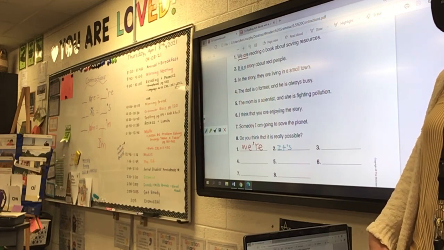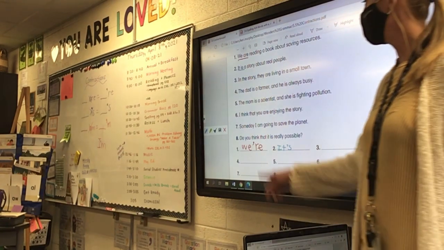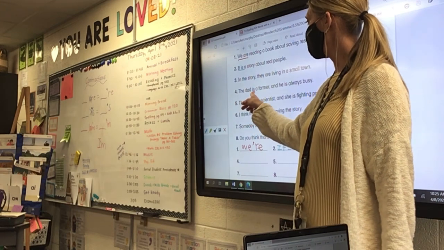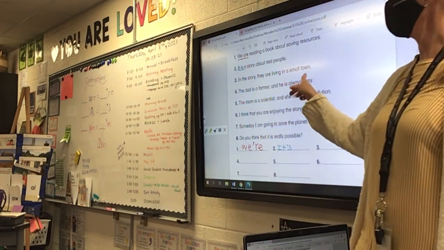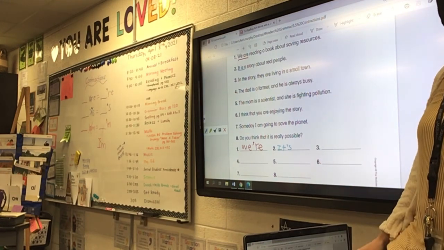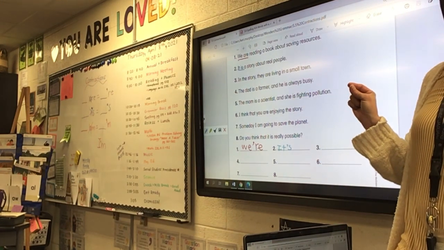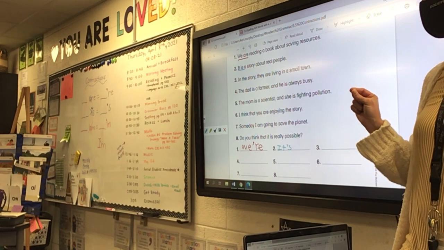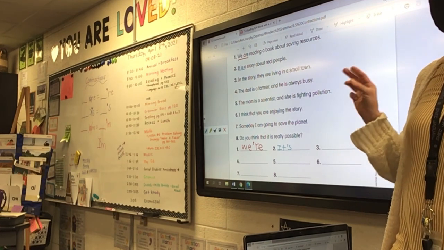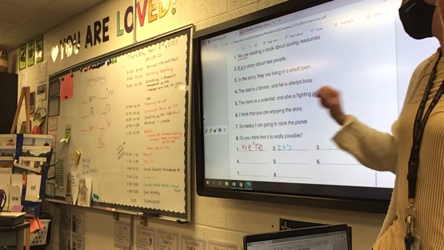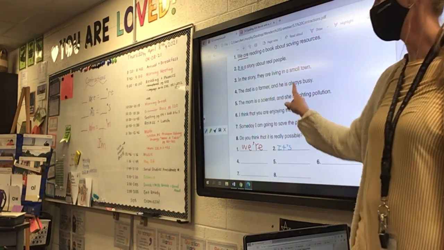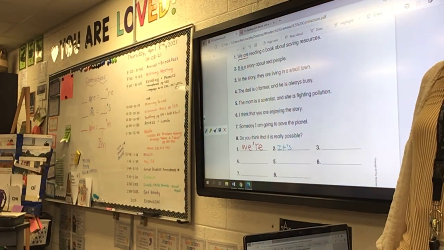All right, number 4 says, the dad is a farmer and he is always busy. Find the 2 words you can make into a contraction. One of them should either have are, is, or am. The dad is a farmer and he is always busy.